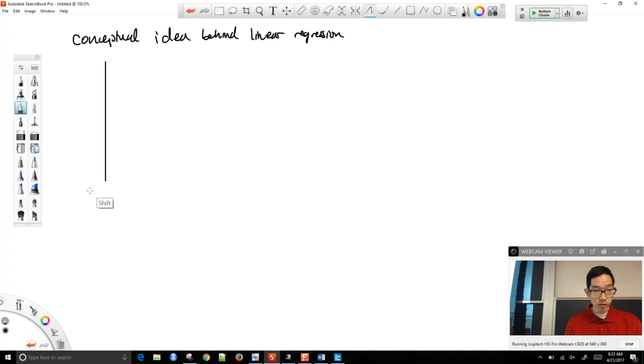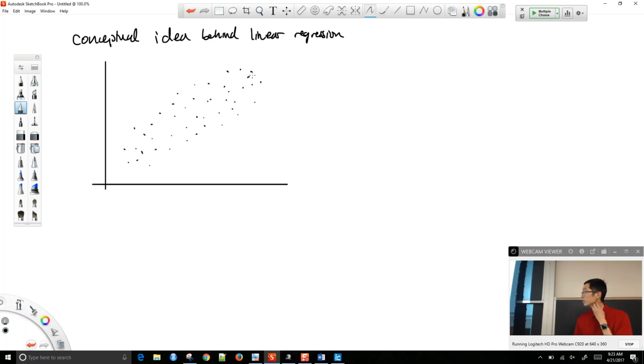Let's say we have data that is a lot more spread out, something like this. The regression line, we can think of it as trying to link up average values of y for different values of x. So you can imagine I'm going to take a slice, I'm going to say here's my x, and I'm going to take a slice here.